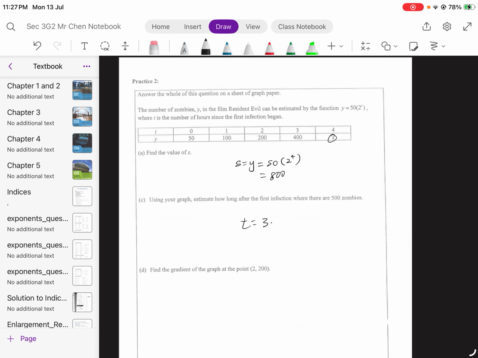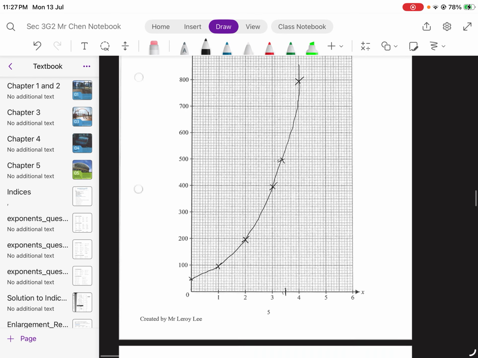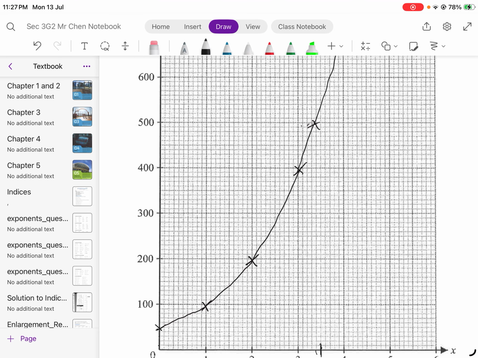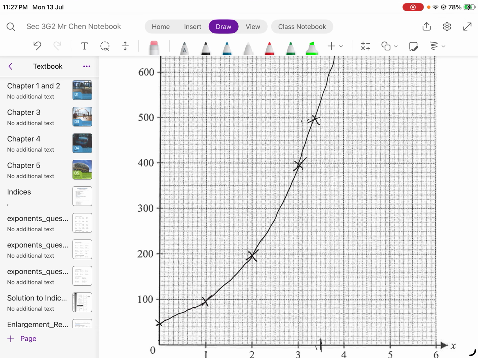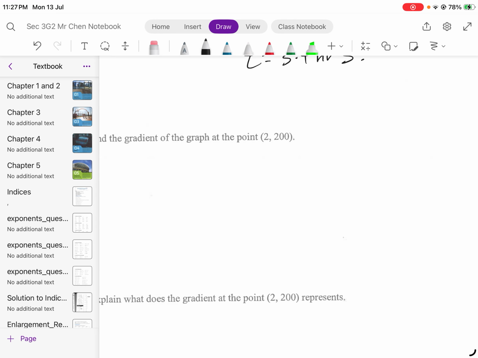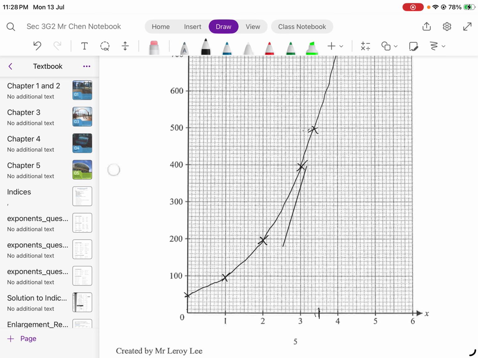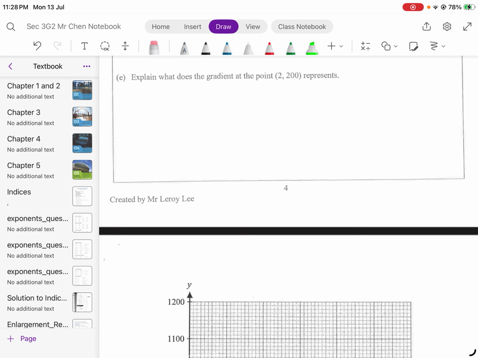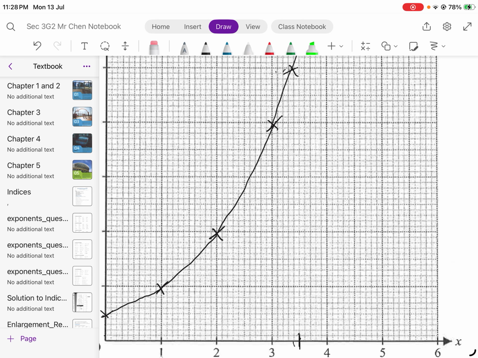At t equals 3.4 hours, find the gradient of the graph at (2, 200). So (2, 200) is around here. Again, I can only show you the method. My results are way off. Use your ruler. Let's see if I can get this. No. Try again. It's not going to jump again. Let's see if I can get this done, from here maybe.